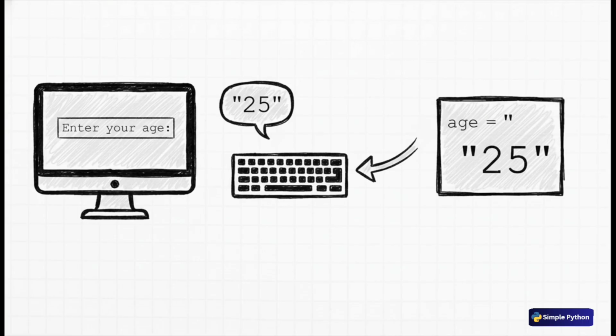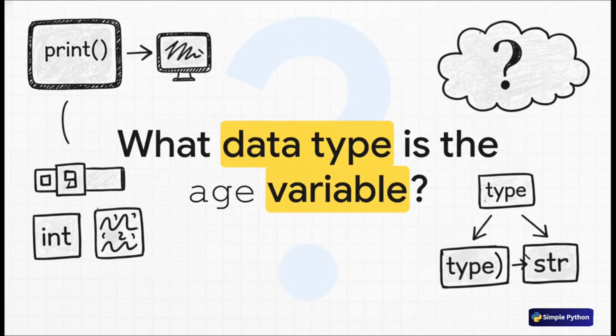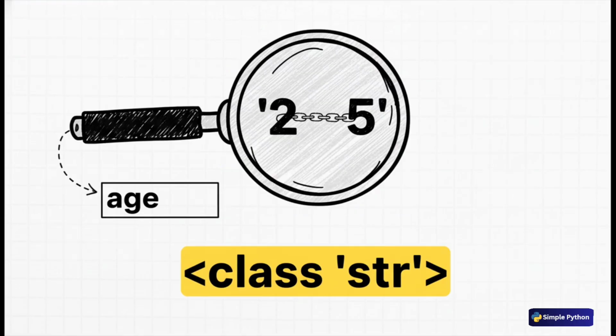Imagine we use our shiny new input function to ask for someone's age. And let's say the user does what we ask, and they type in 25 and hit enter. That value, 25, is now sitting in our age variable. Seems simple, right? But here's the million-dollar question. The user typed in something that looks like a number to you and me, but what does Python see? What's the actual data type of that age variable? Is it an integer? And bam, there it is, the trap.